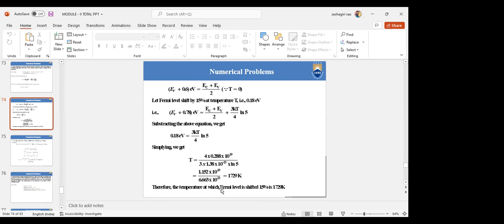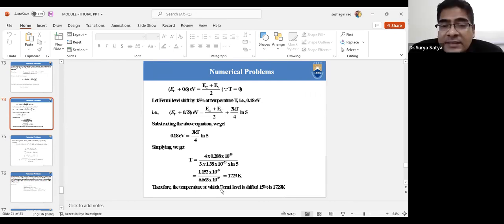Sir, 0.78 again. How did you get that, sir? EV plus 0.78. See, let the Fermi level shift by 15% at temperature T. That is approximately equal to 0.18 electron volt. Therefore, we can write it as EV plus 0.78.